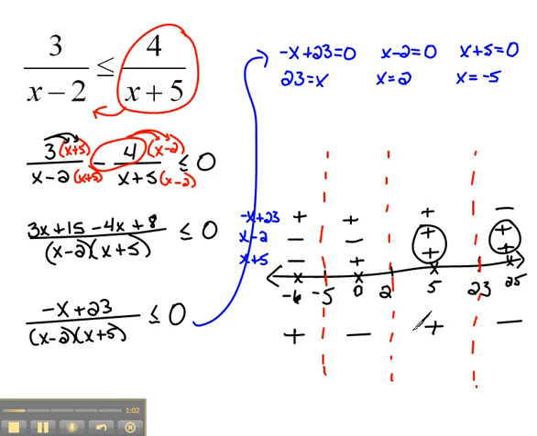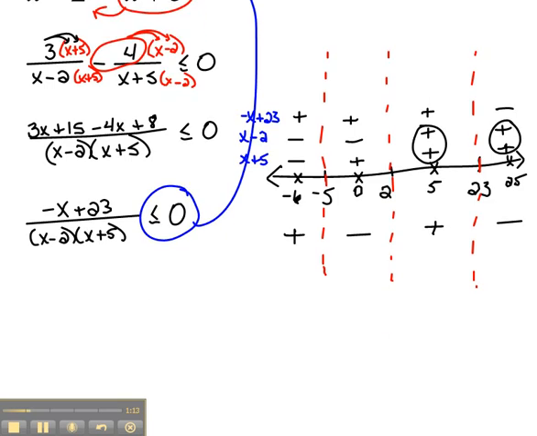Okay, let's look back to see which one of these sections will fit in our answer. Remember, we're looking for things that are less than or equal to 0. So less than or equal to 0 would be the negative numbers. So it would be this segment in here and then this section over here. So we would have negative 5 to 2.